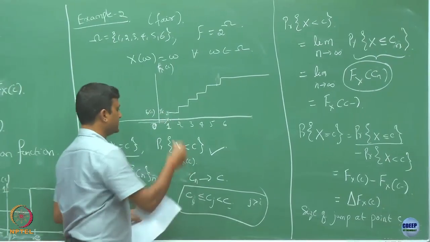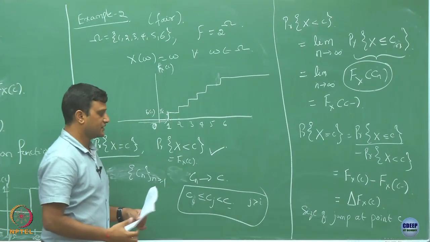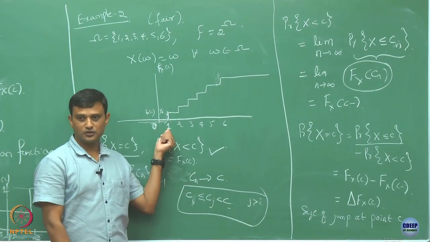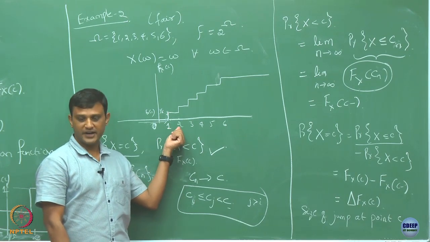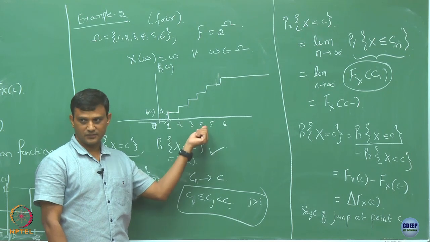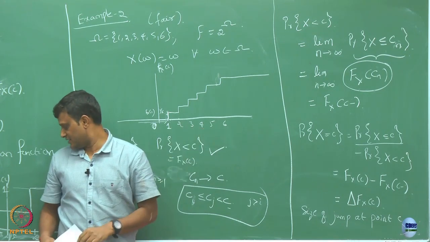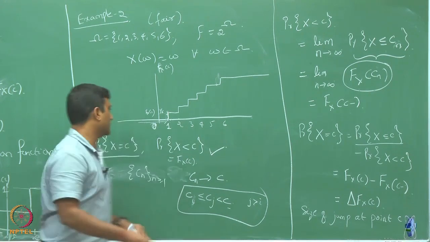So in all these cases, in this case, what is the jump at c equals 1? 1 by 6. And the jump at 2? 1 by 6, 1 by 6, right, in all these cases. And in this case, it is just half here.